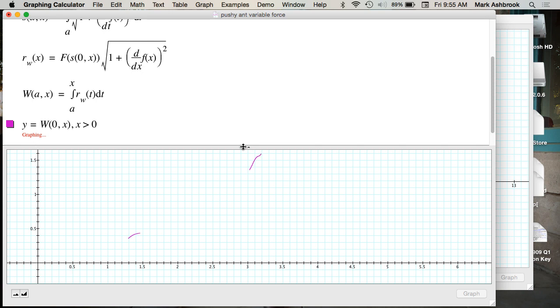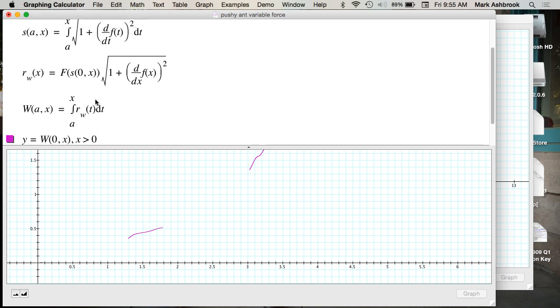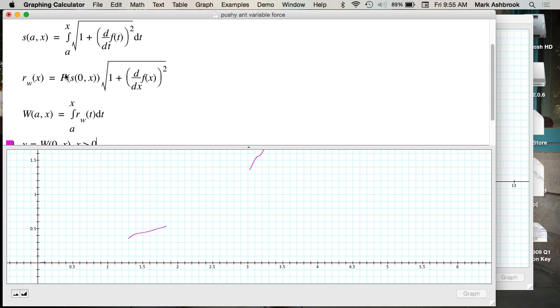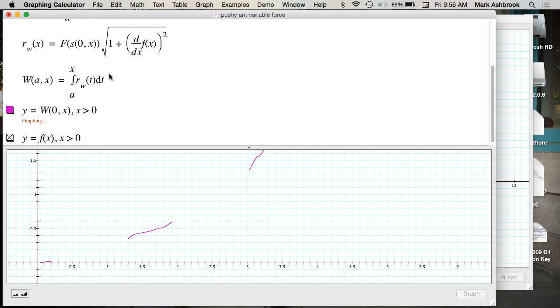Why is it taking so long? Because it's evaluating this function as open form, and not only as open form, but the rate function is defined in open form because it's a function of this arc length function. Okay, so this is underscoring that open form is not readily computable.